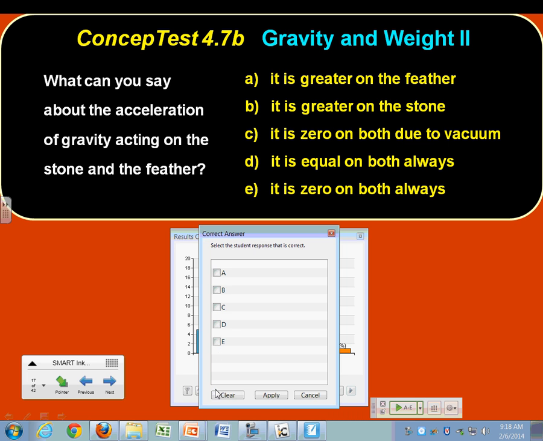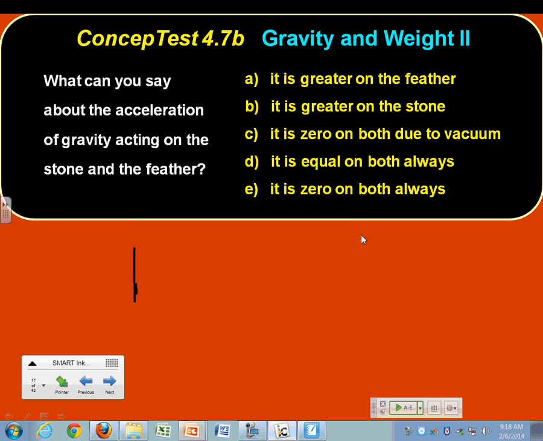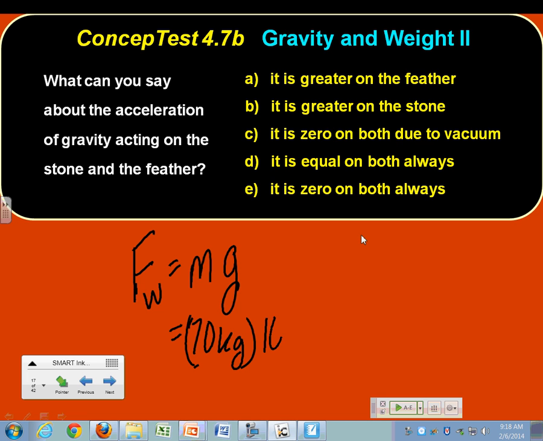Okay, D is the correct answer. We just said this, right, that the weight, Fw, is equal to m times g. So if I have a mass of 70 kilograms, for example, which is sort of the mass of a typical person, times 10 meters per second squared, I would get the weight, which would be 700 newtons. And that's the weight of a typical person. But if I had a mass of 1 kilogram, it would have a weight of 10 newtons. All right? So the acceleration due to gravity where we find this weight is the same for all objects.